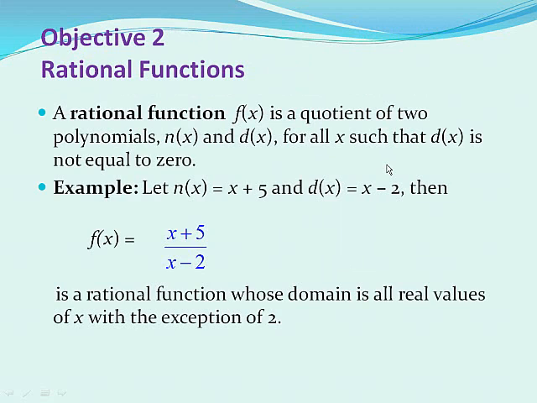Objective 2. Rational functions. A rational function f of x is a quotient of two polynomials n of x and d of x for all x such that d of x is not equal to 0. Example, let n of x be x plus 5 and d of x be x minus 2, then f of x is equal to x plus 5 divided by x minus 2 is a rational function whose domain is all real values of x with the exception of 2. 2 is not in the domain because the function becomes undefined when x is equal to 2.